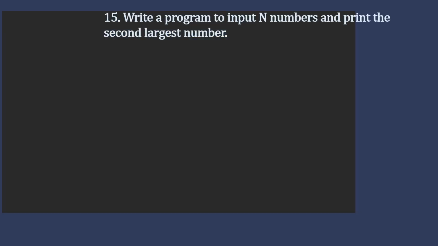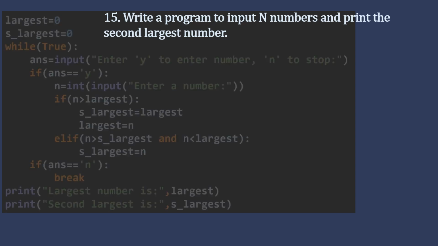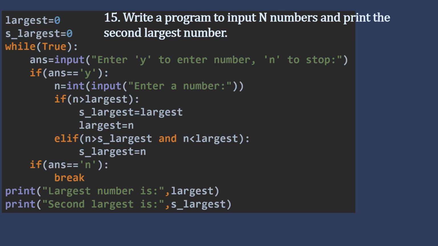Now write a program to input n numbers and print the second largest number. So here we will do the same thing that you did in the previous program with a little bit of addition. We have to take two variables, one is largest, another one is second largest, to store the largest number and the second largest number, and both are initialized with 0.